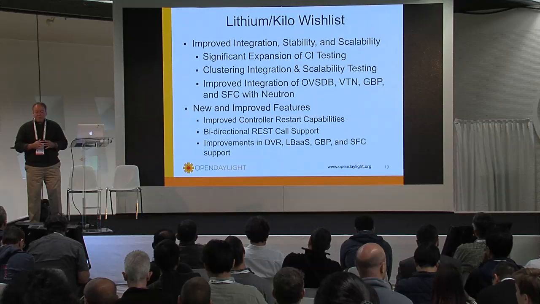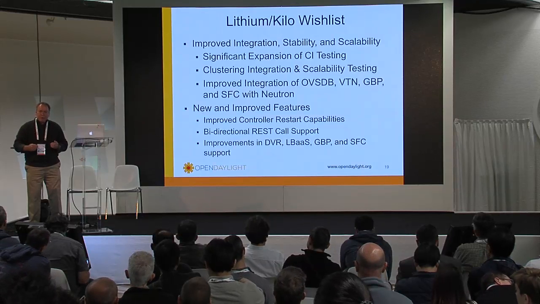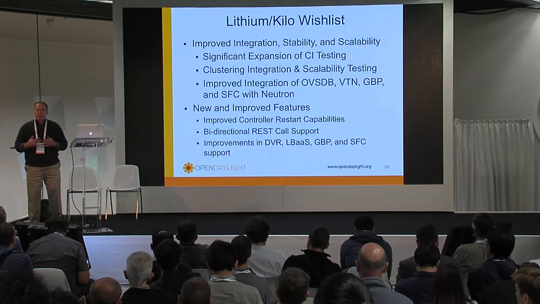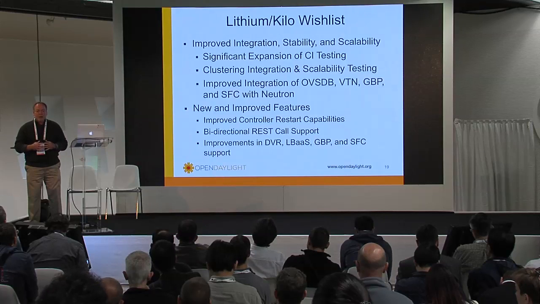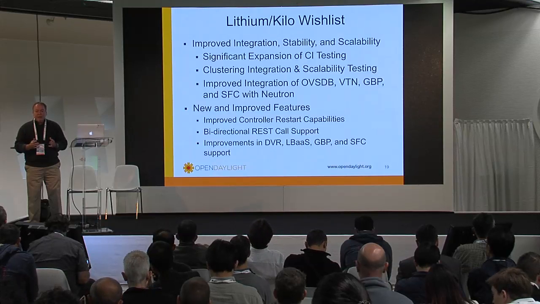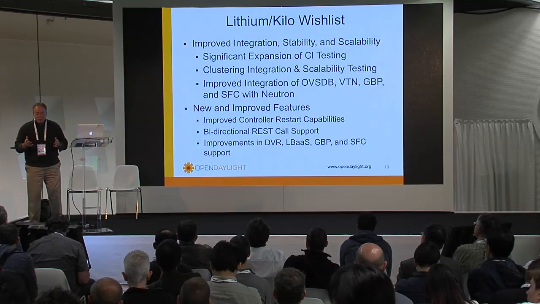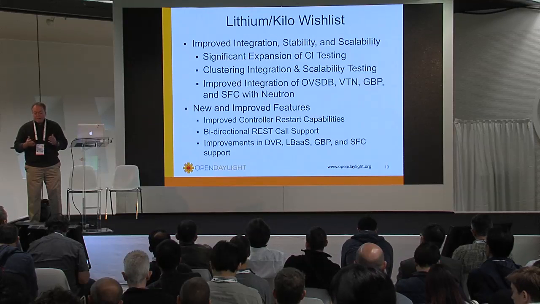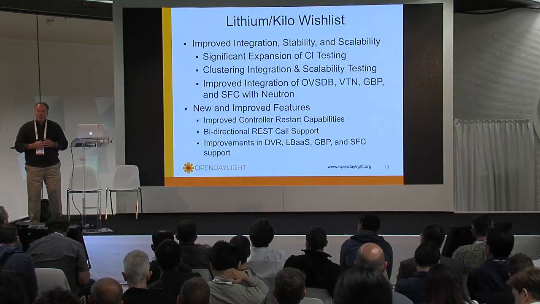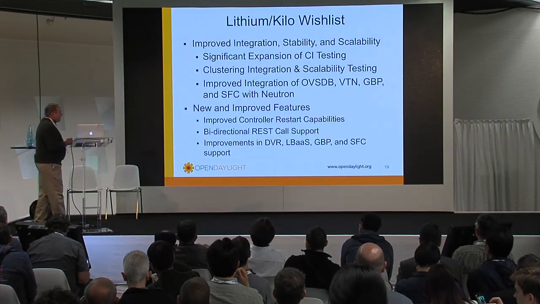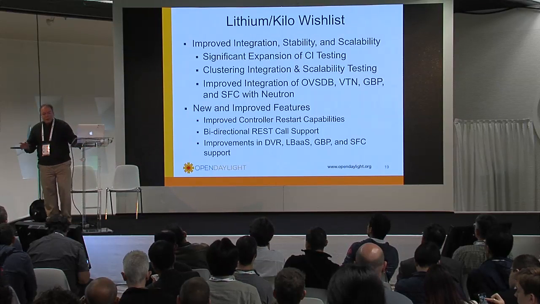Additionally, from a new feature standpoint, right now we do support controller restarts from Neutron, but there are places where it just needs work. Better state maintenance of the status of the controller when those restarts occur is one area. Doing full bidirectional REST calls is another area we want to focus on, as well as improving the capabilities of distributed virtual routing, load balancer as a service, group-based policy, and service function chaining. Those are the areas where we really want to focus.